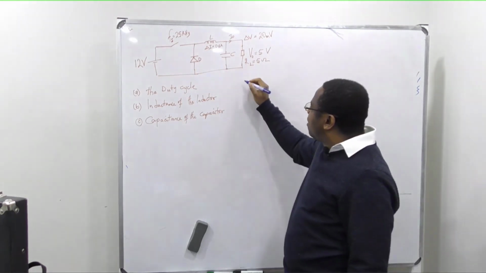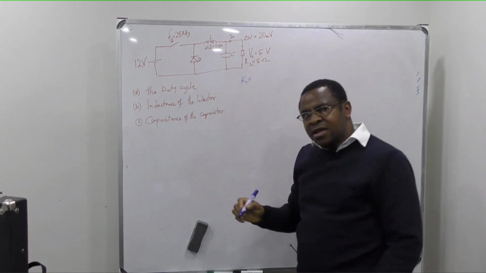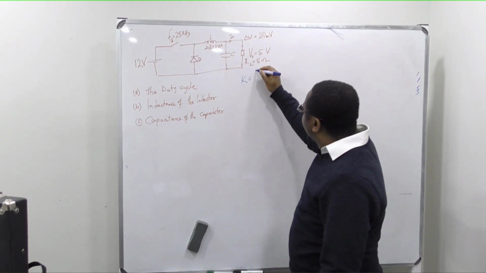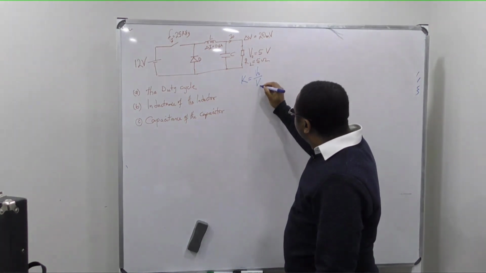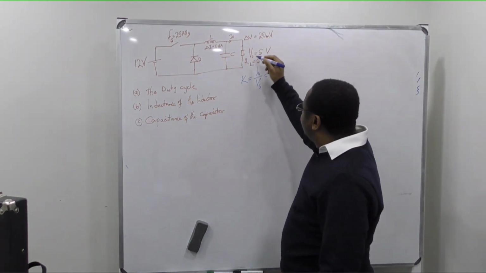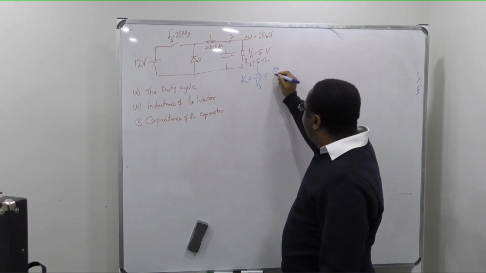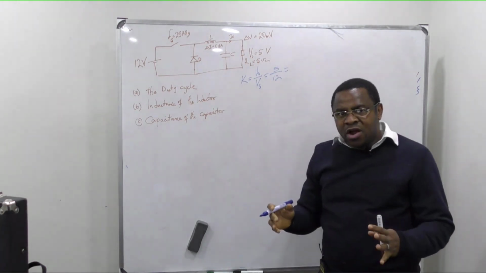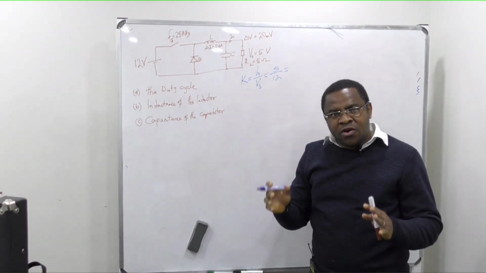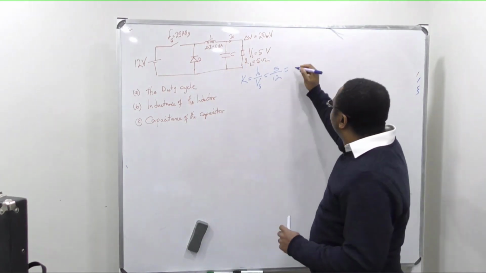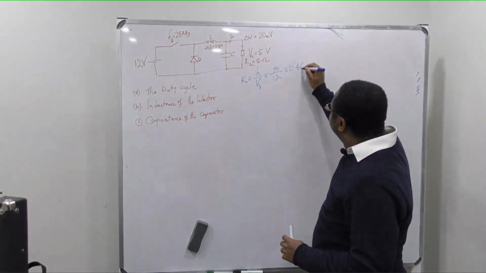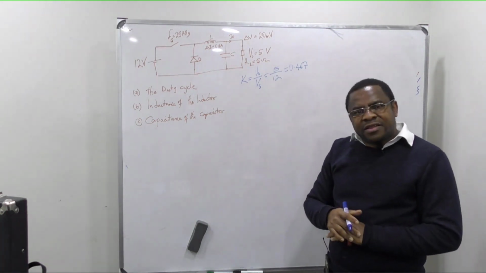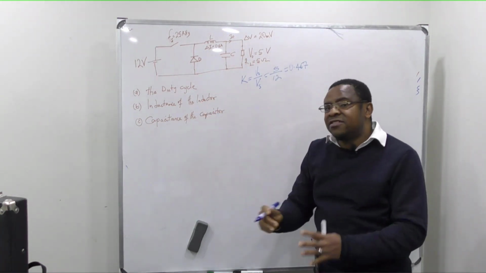What do we say the duty cycle? We say duty cycle K is the same thing as what? VO over Vs. So K is VO over Vs. And the output voltage here is 5, and the input voltage is 12, right? So we'll have 5 over 12, which will give you 0.4167. All right, that is the duty cycle. Then the next question is to calculate the inductance of the inductor.